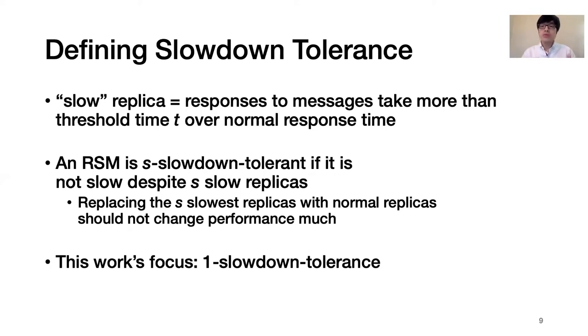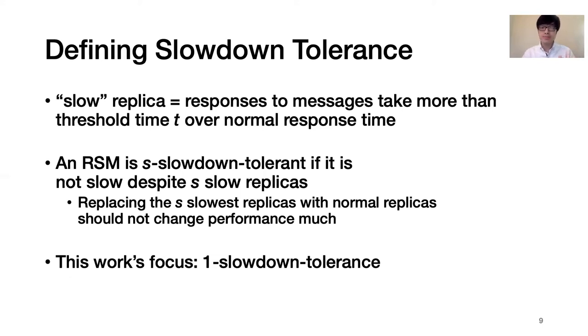To define slowdown tolerance, we first define what it means for a replica to be slow. We say a replica is slow when the time between it receiving a message and it sending out a response is more than a threshold time t over its normal response time. Then we say a replicated state machine is s-slowdown tolerant if it provides a service that is not slow despite s replicas being slow. That is, if you replace the s slowest replicas with normal replicas, the response time should not change much.